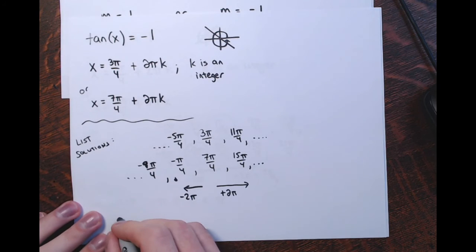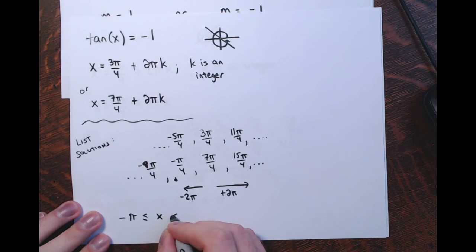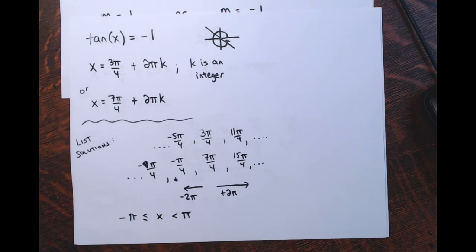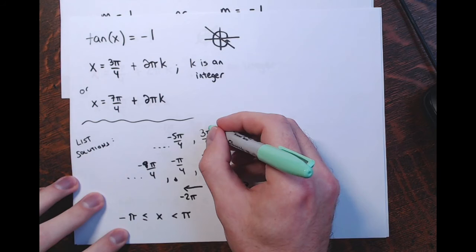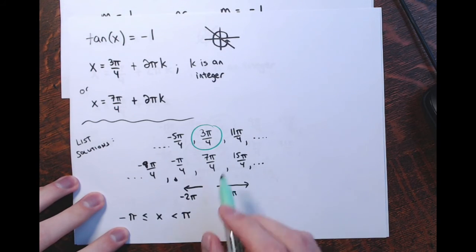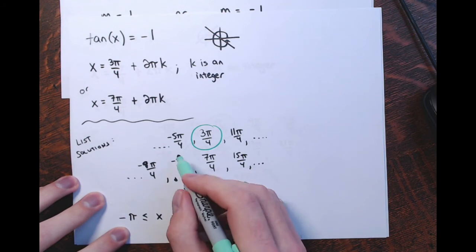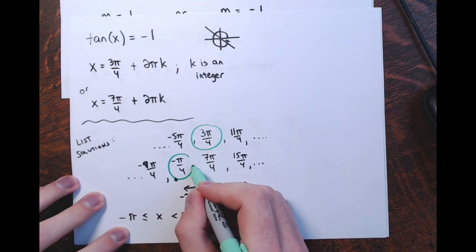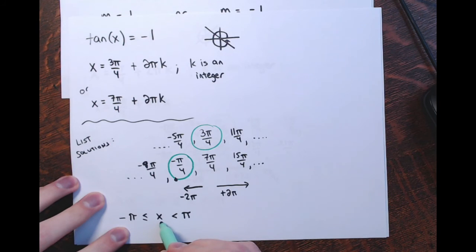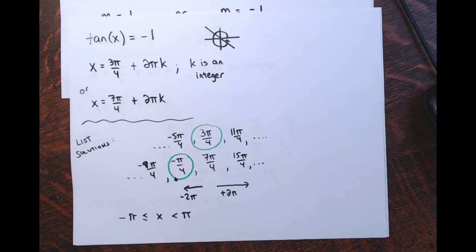And we're looking for, again, values of x in this range, from negative pi to pi. Well, 3 pi over 4 is in this range. These are too big. These are too small. Then in this row, negative pi over 4 is in this range. These are too big. These are too small. So I'm only getting those two out of here.